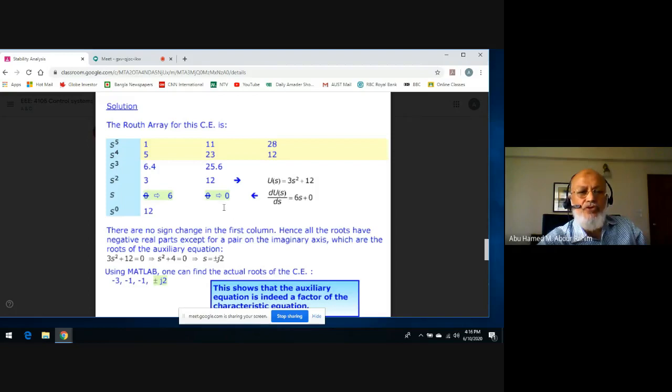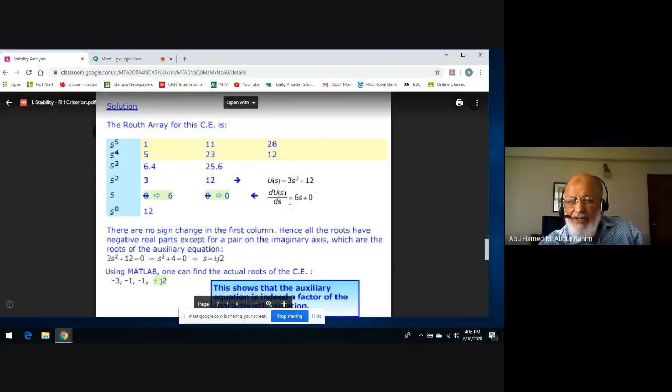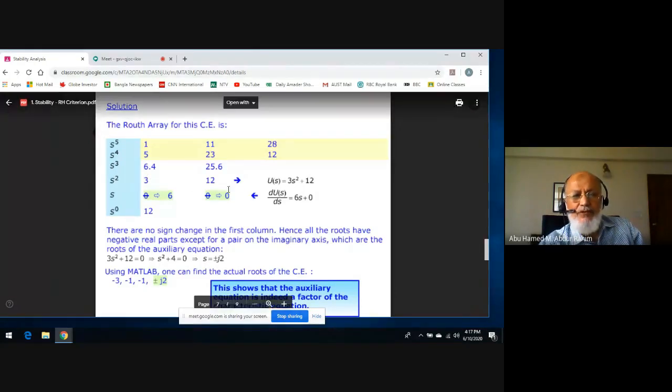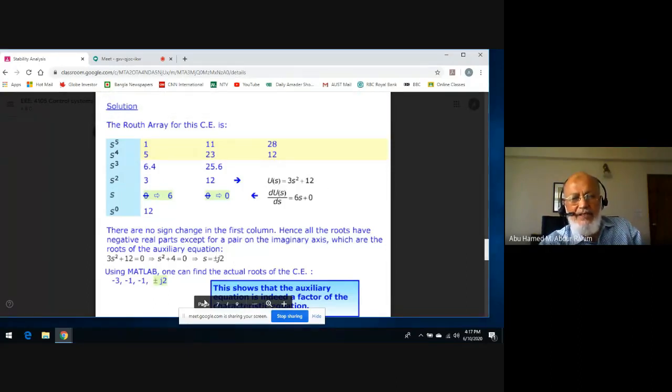সো এখানে ইট ইন্ডিকেটস যে এই ধরনের ঘটনা যদি ঘটে, একটা পুরো রো যদি জিরো হয়ে যায়, তাইলে এই ধরনের সম্ভাবনা আছে। নট নেসেসারিলি দিস। এরপর আমরা আরেকটা এক্সাম্পল নেব, দেখবো যে অন্যরকম। সো এই কেসে আমরা পেয়েছি যে দুইটা রুট আছে ইমাজিনারি অ্যাক্সিসে। প্রিভিয়াস রো ইকুয়েশন নিয়ে গিয়ে আমরা বের করলাম যে দুইটা রুট আছে ইমাজিনারি অ্যাক্সিসের উপরে, and so it's marginally stable.